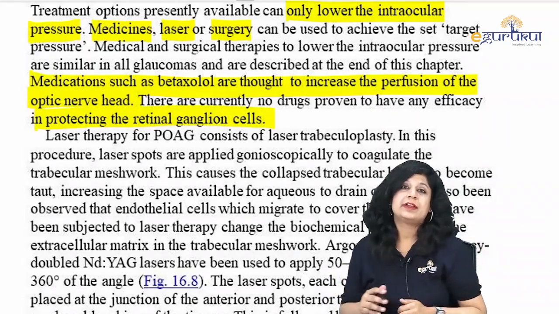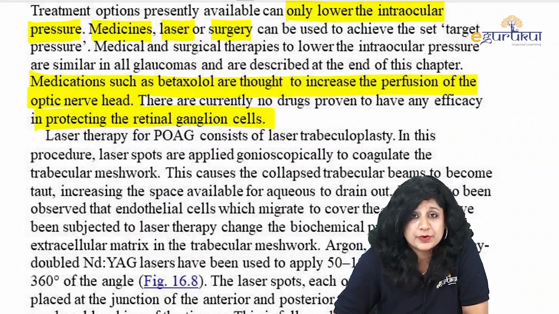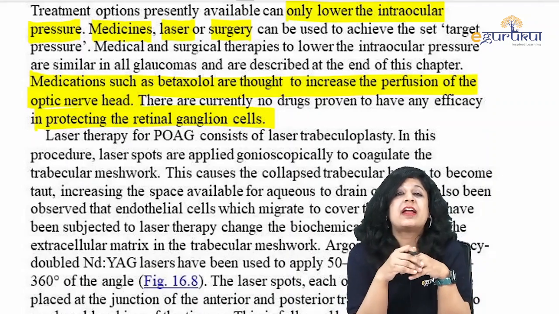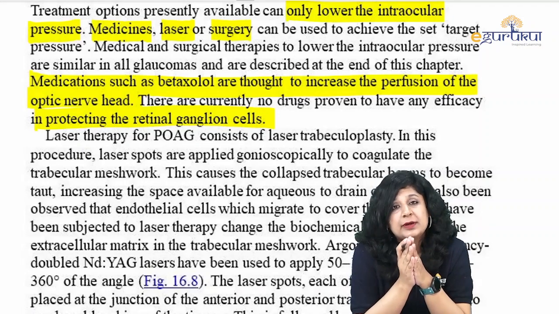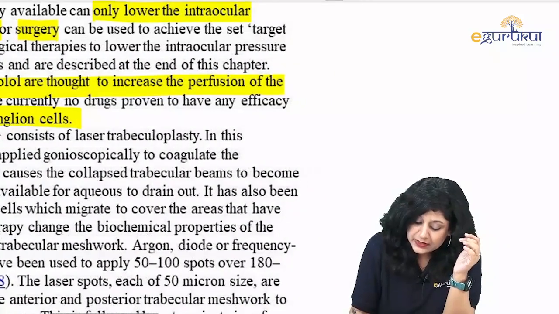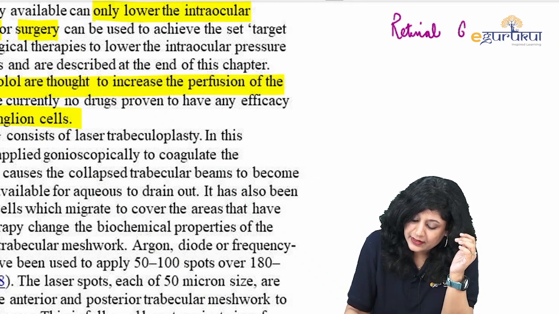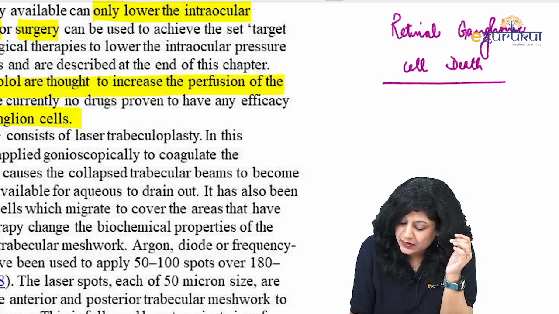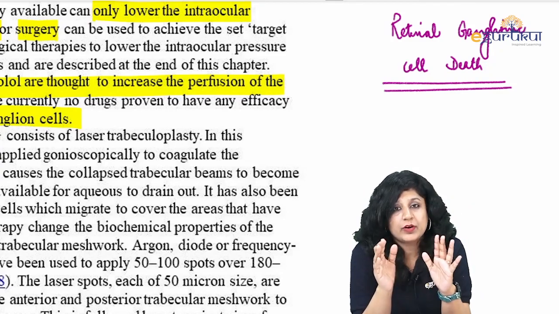Now there are a lot of limitations in the treatment of glaucoma. We do not have many drugs which help in neuroprotection. We do not have any drugs which act on the ganglionic cells. Now we know that glaucoma is a multifactorial optic neuropathy characterized by retinal ganglionic cell death. So obviously we would require certain drugs which act on the level of these ganglionic cells, but we do not have them.